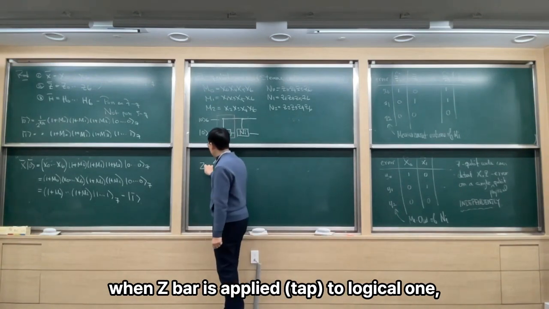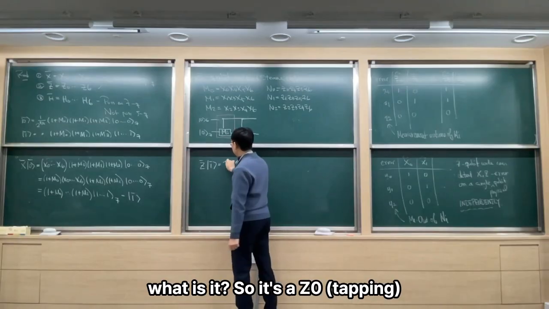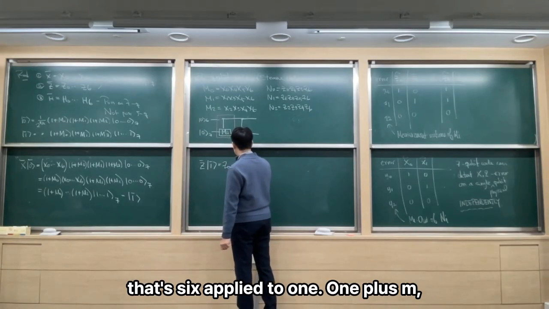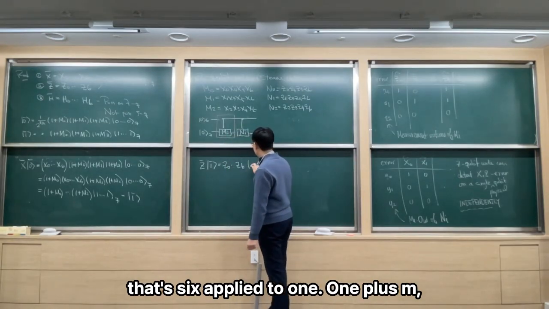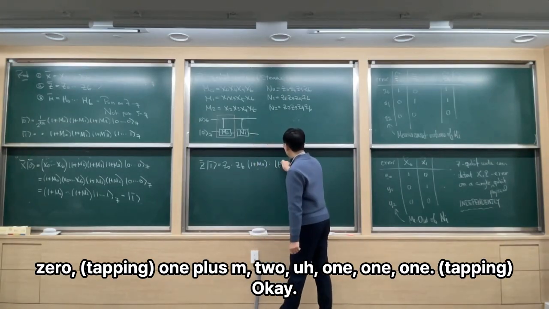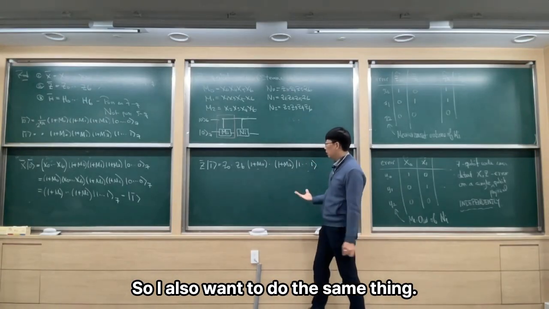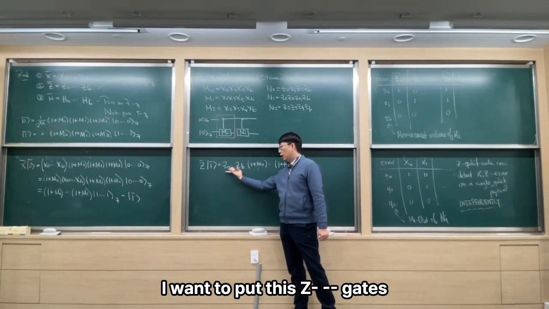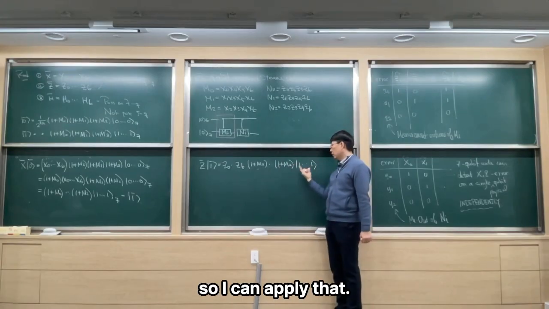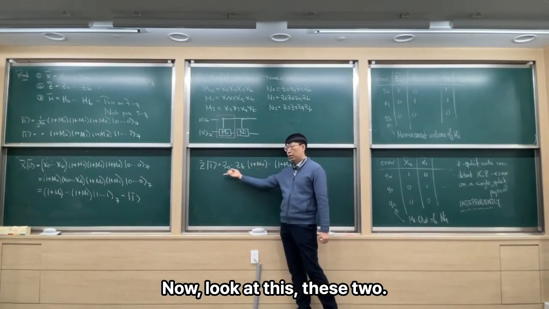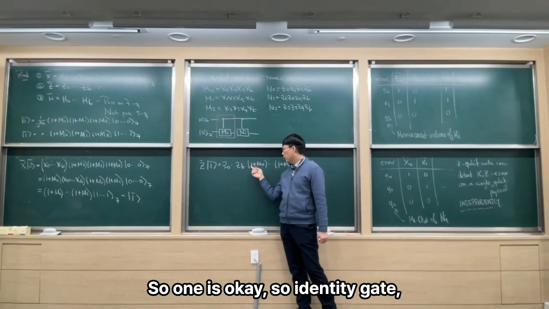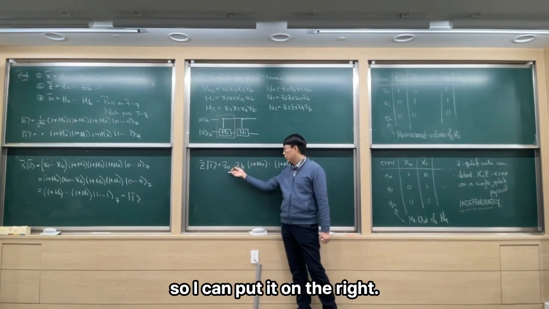So when Z bar is applied to logical 1, what is it? So it's Z0 to Z6 applied to what? 1 plus M0, 1 plus M2, 1, 1, 1, 1. Okay. So I also want to do the same thing. I want to put these Z gates all the way down to here so I can apply that. Now, look at these two. So 1 is okay, so identity gate, so I can put it on the right.